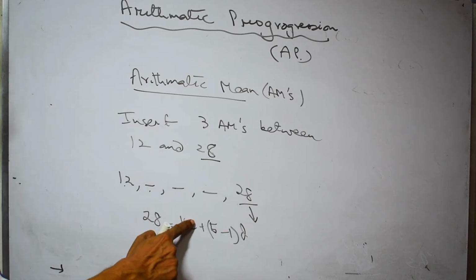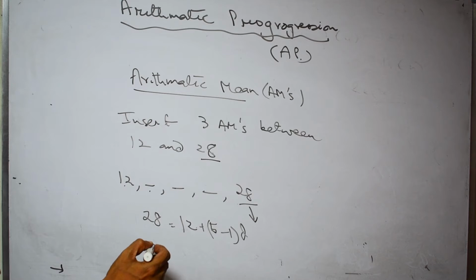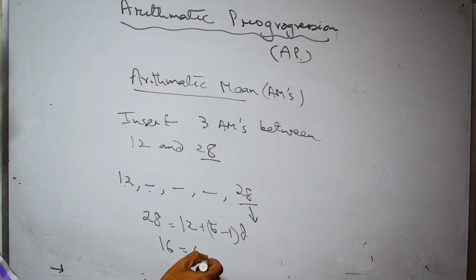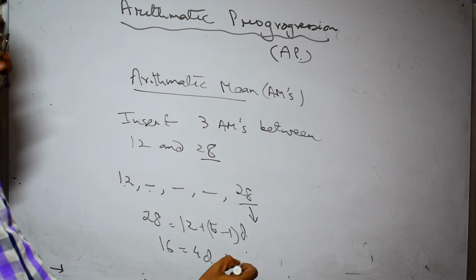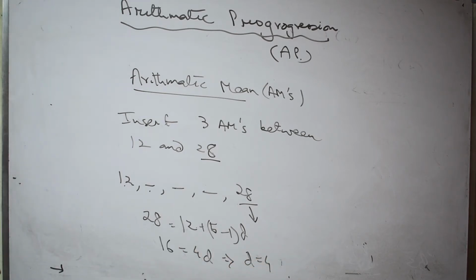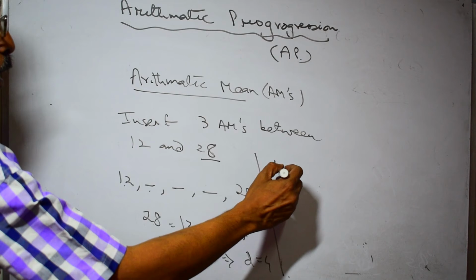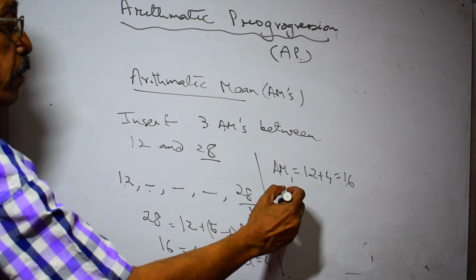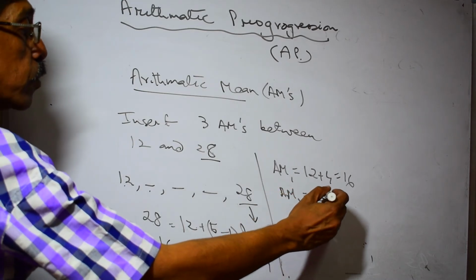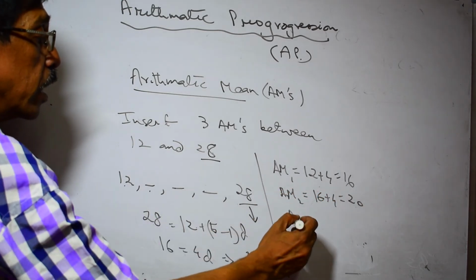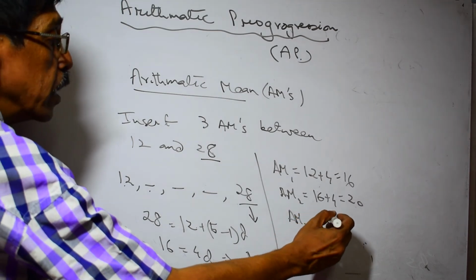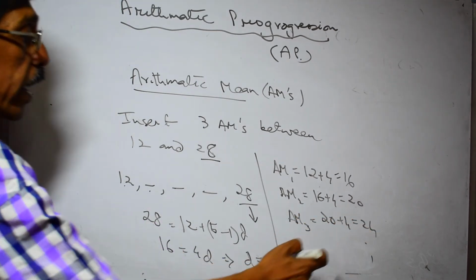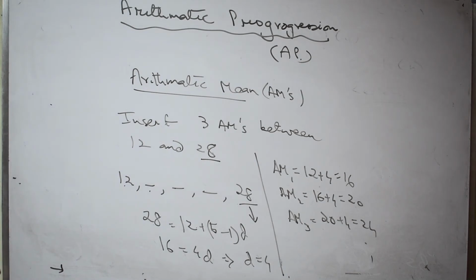If you subtract 12 from 28, it is 16, and this is 4D. So the value of D is 4. Hence the first arithmetic mean will be 12 plus 4, that is 16. Then the second arithmetic mean will be 16 plus 4, that is 20, and the third arithmetic mean will be 20 plus 4, that is 24. So our answer is: the 3 arithmetic means are 16, 20, 24, which are in between 12 and 28. This is the idea of arithmetic progression.